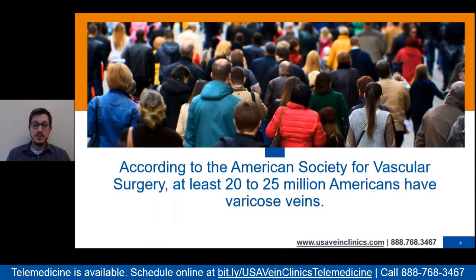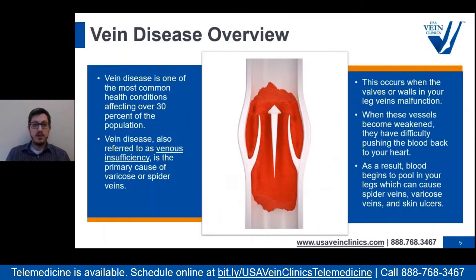So when we're talking about vein disease and varicose veins, it's really, really common. I'm sure you, someone you know, or some of your patients have them. According to the American Society for Vascular Surgery, at least 20 to 25 million Americans. So really we're talking about 1 in 10, 1 in 15 people who have varicose veins. Typically we're talking about the legs, although not exclusively. And yes, it's very common.